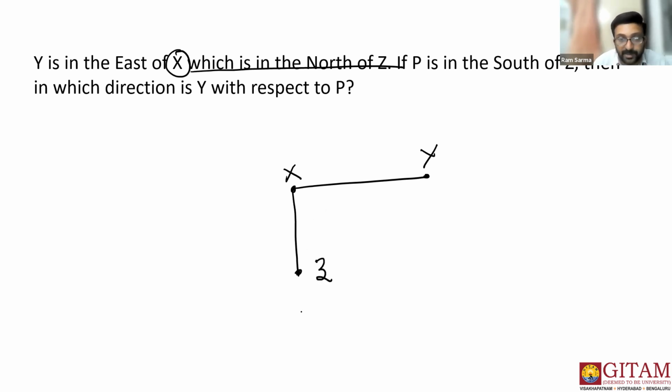If P is in the south of z, P is to the south of z, then in which direction is y with respect to P? Y with respect to P. We have to consider the direction from P. So we have to draw two lines this way. And this is the required direction. That's northeast.